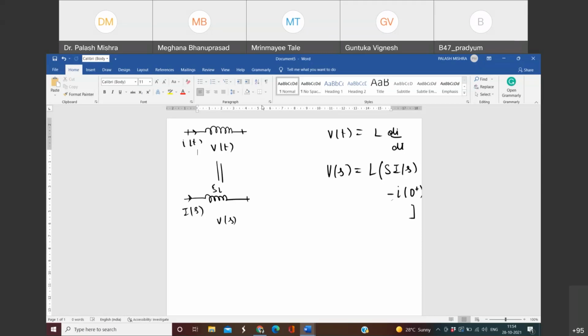Is this thing correct or not? Let me expand this equation. So Vs across the inductor is given by SL times Is minus L times I(0+). Okay. Now what I am doing is, this side is voltage.